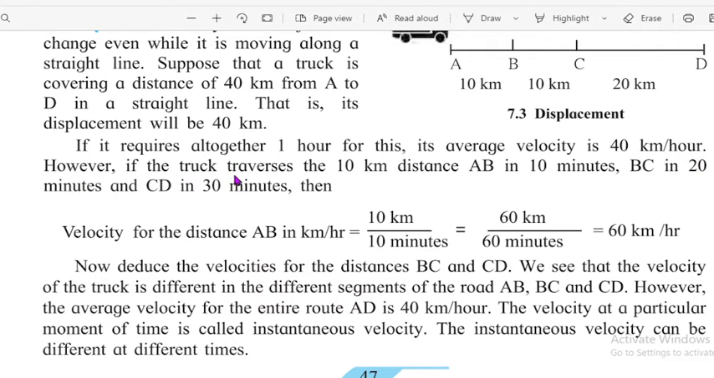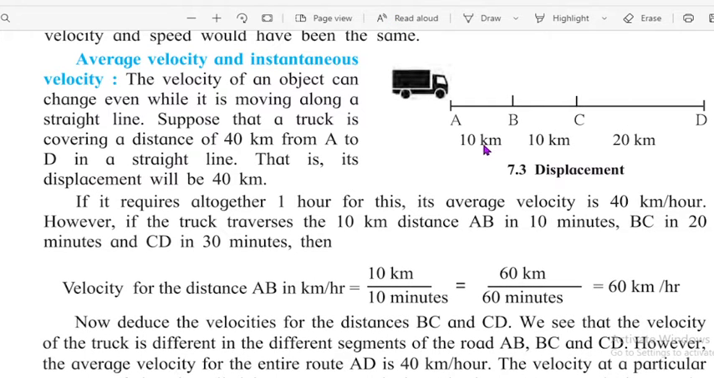However, if the truck covers the 10 km distance AB in 10 minutes, see that here it is given as AB, 10 km, and to travel 10 km it takes 10 minutes. Similarly, from B to C it takes 20 minutes, and from C to D it takes about 30 minutes. Then the velocity for the distance AB in kilometers per hour.